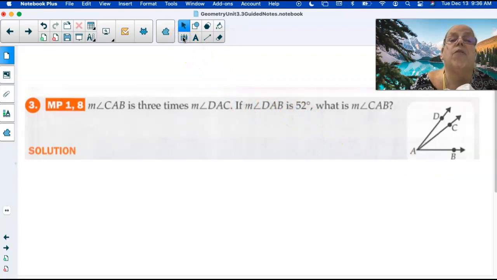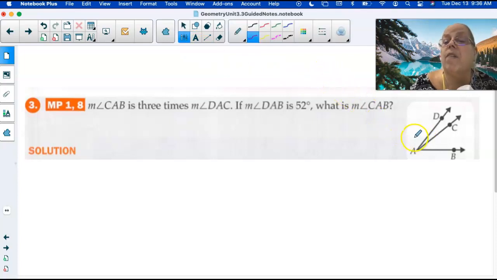All right, so watch. Okay, so the whole thing is 52 degrees. I'm just writing that over here somewhere. Now, what do I know about angle DAC? I don't know anything about it. It's an unknown. I'm going to call it X. And this one is 3 times the size of X. So 3 times the size of X is 3X.